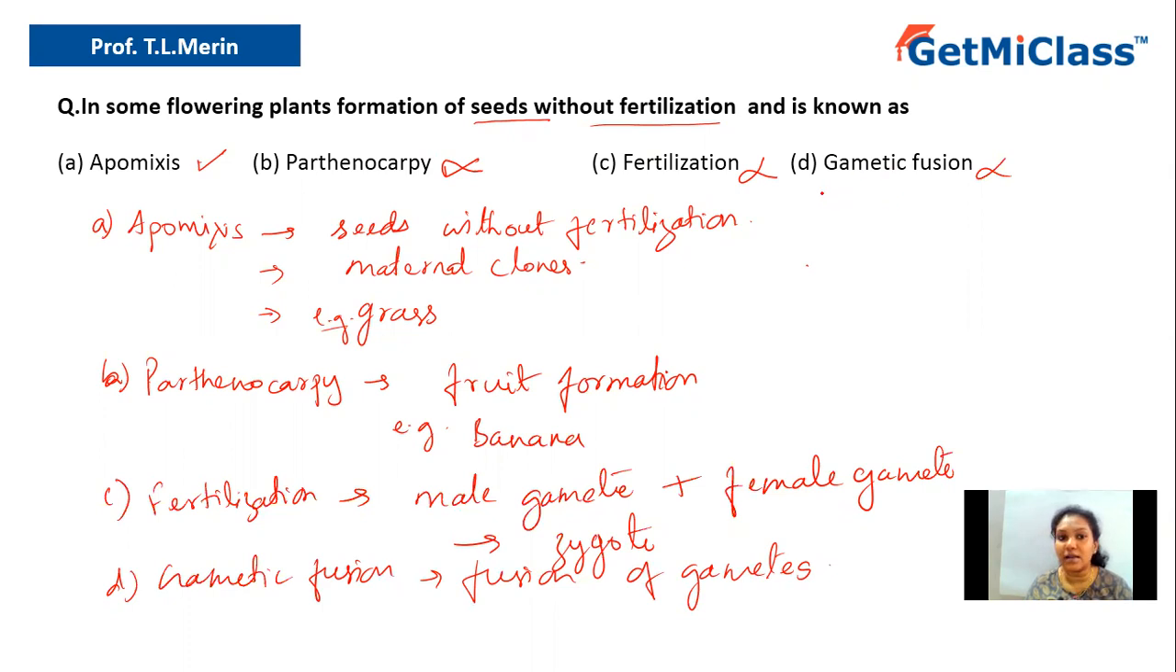So, what is the final answer? The final answer is apomixis. So, let us conclude. The final answer is option A, that is apomixis. What is apomixis? It is nothing but the process where seeds are formed without fertilization.